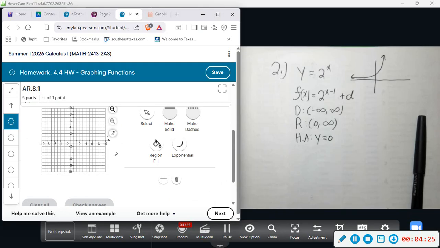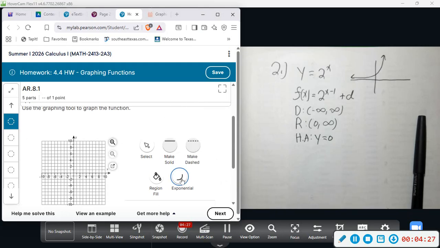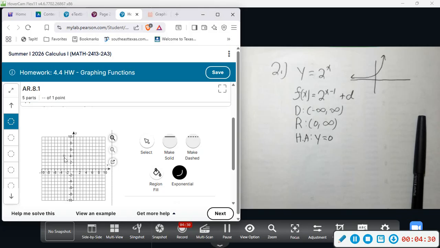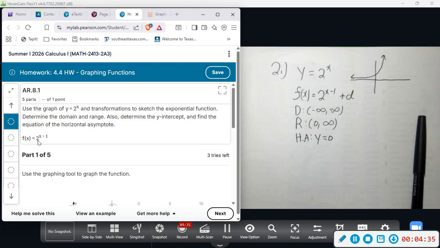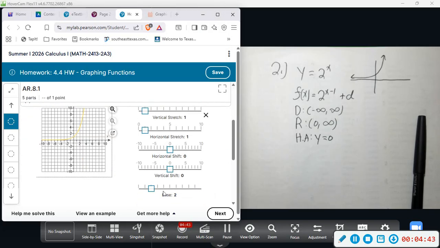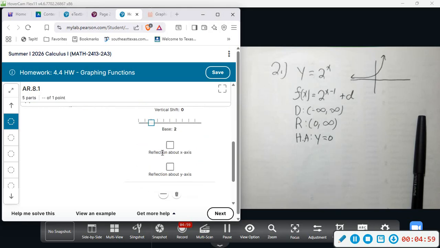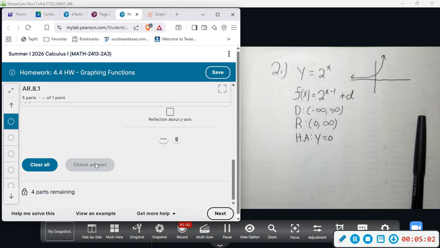So here's our graph. This time we're going to click the exponential graph. I think if you just click anywhere, the graph will pop up. Now, make sure you have a base of 2, and then we'll input the correct transformation. So right now, if you scroll down, you have a base of 2 down here at the bottom, and then you have vertical shift, horizontal stretch, vertical stretch. The only thing we have is a horizontal shift. It's going to be right 1 unit. And then there's no reflection. So we just check that part.